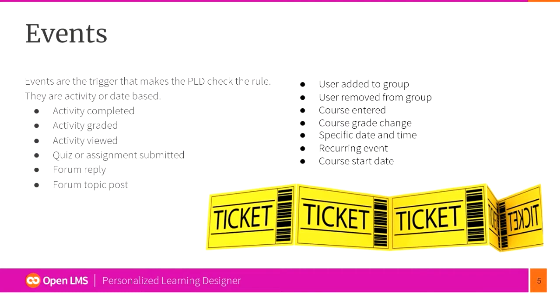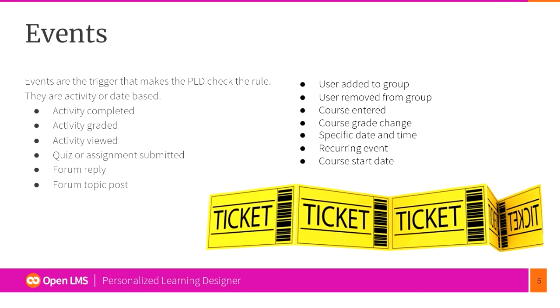Course grade change is triggered when any grade in the course changes the course grade. Specific date and time relates to a specific date and time that you set in the rule. The date can be set in the future to check conditions at that point. One little note about this is the event does not have a triggering activity, though.